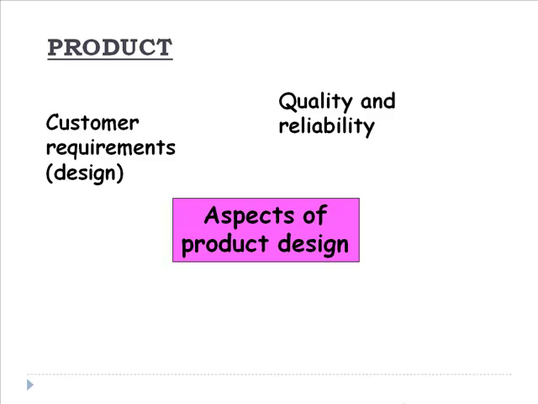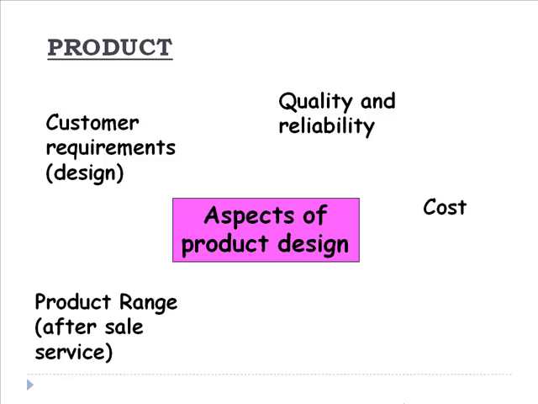Obviously the product quality and reliability, the cost, the product range. So are you going to have some after sales service? Are you going to give a guarantee? And USPs, which is also known as unique selling points. What is so unique about your product that's going to make customers buy it?